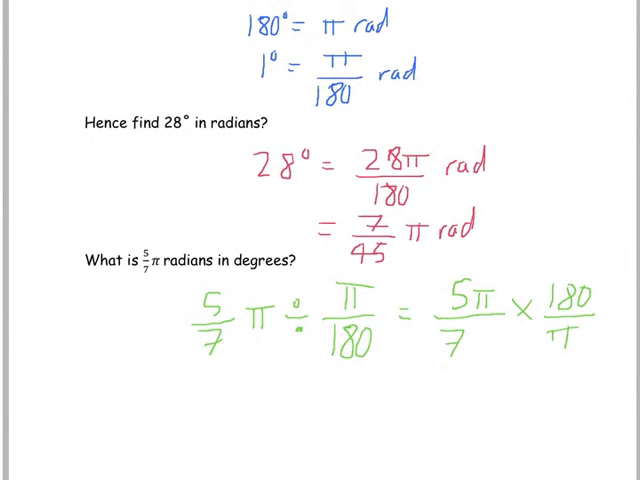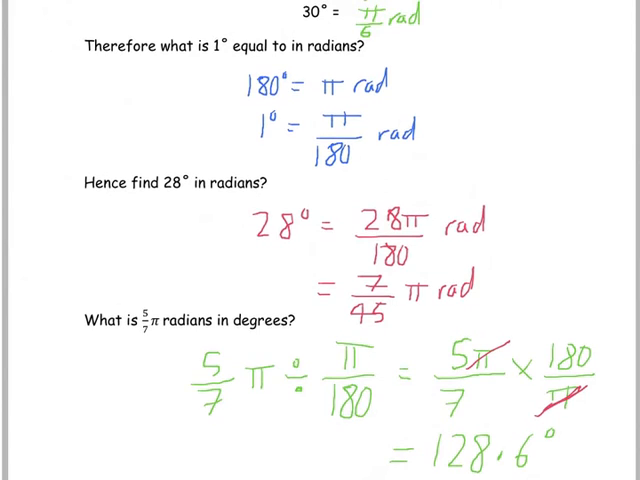And what you should notice is that you've got a pi and a pi here, which are going to cancel each other out. So we're going to be left with 5/7 of 180. Which, if you calculate that, you get the answer 128.6 degrees. So the real key thing here is to remember that 1 degree is equal to pi over 180 radians. And if you remember that fact, you should be able to convert any degrees into radians and vice versa.